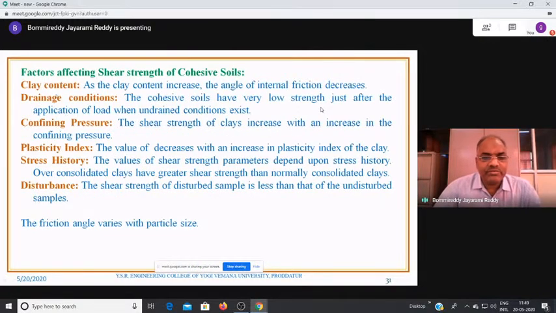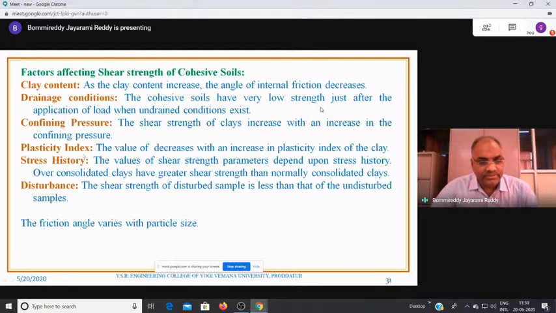And some other factors affecting the shear strength of cohesive soils. In cohesive soil: how much is the clay content? What are the drainage conditions? What is the confining pressure and the plasticity index values? Stress history and disturbance. Stress history means how long the loads have been acting on it, whether it is overconsolidated, normally consolidated, or underconsolidated, etc. These are the various factors that affect the shear strength of cohesive soils.